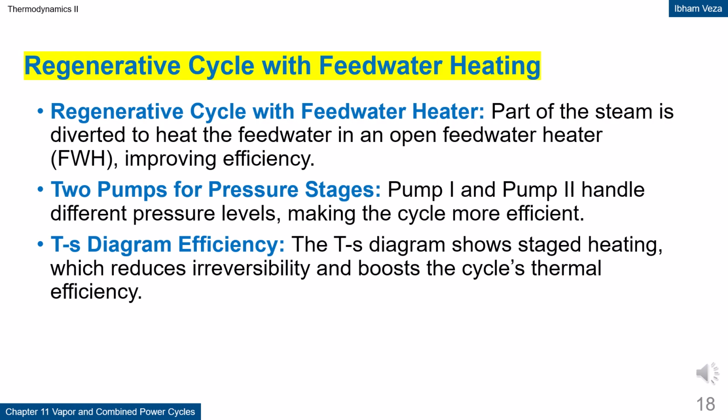Regenerative cycle with feed water heating. An open feed water heater works by directly mixing extracted steam with the feed water. This system requires more than one pump due to different pressure levels. The advantage is that feed water heating becomes more effective. The average temperature of heat addition in the boiler increases. The result is a higher cycle efficiency.